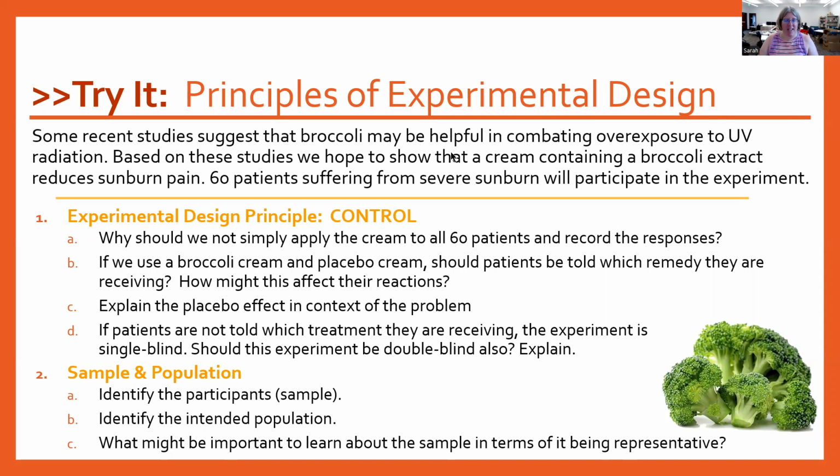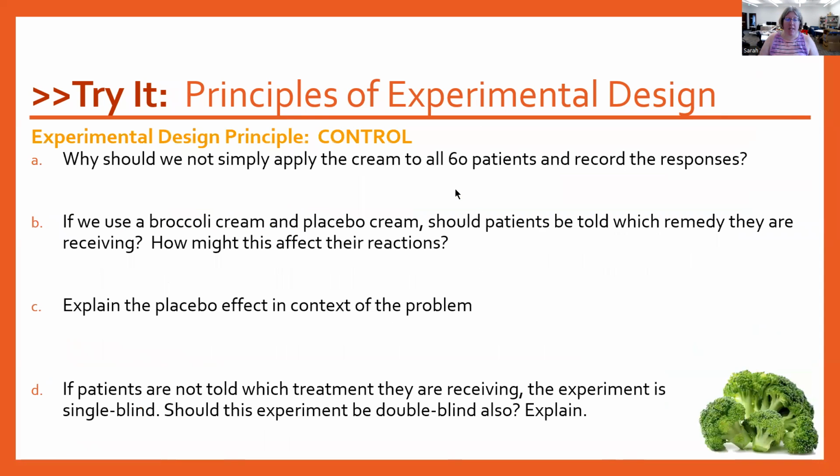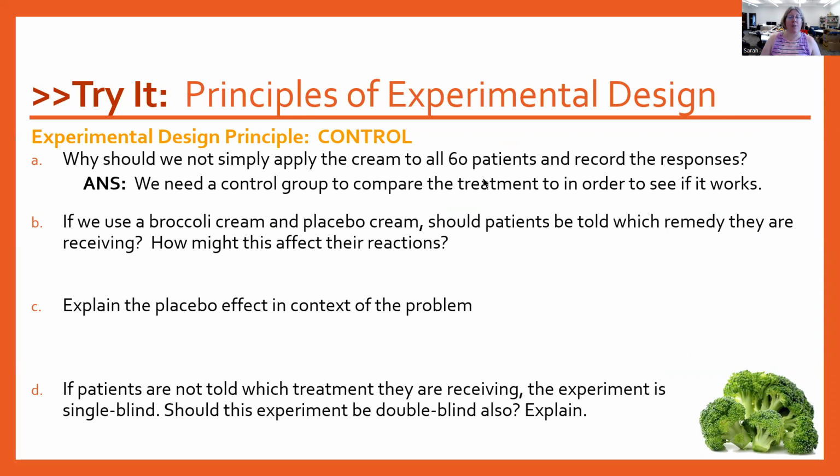All right, so let's take a look at these. The first one, we're going to talk about the design principle of control. So why should we not simply apply the cream to all 60 patients and record their responses? The problem with that is we have no one to compare them to if we do that. So we need a control group to see, is it actually the broccoli cream, or is it just over time that they're getting better?